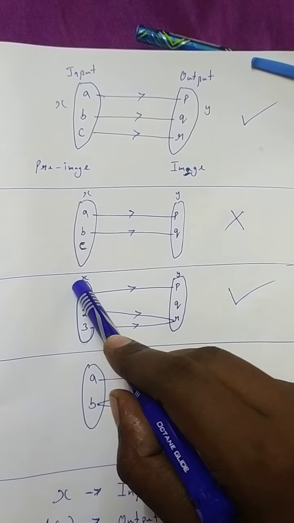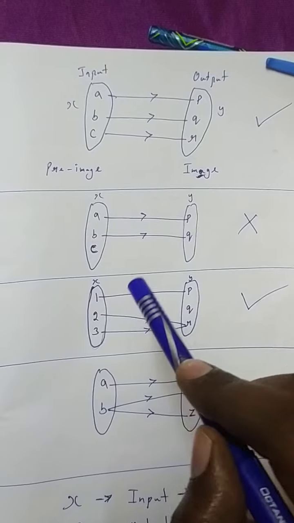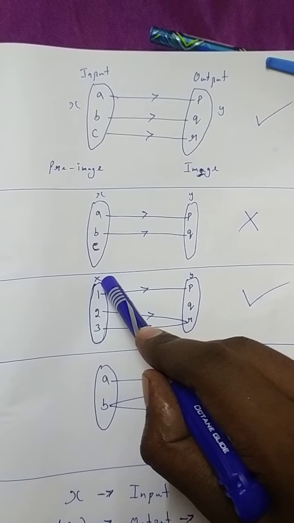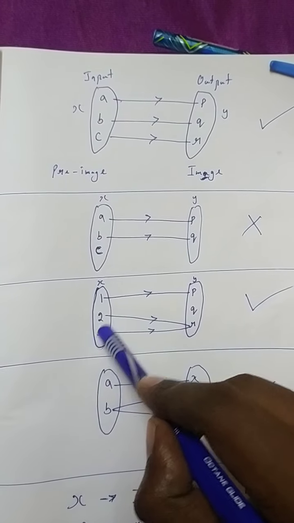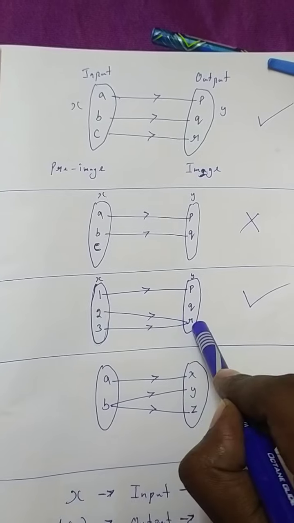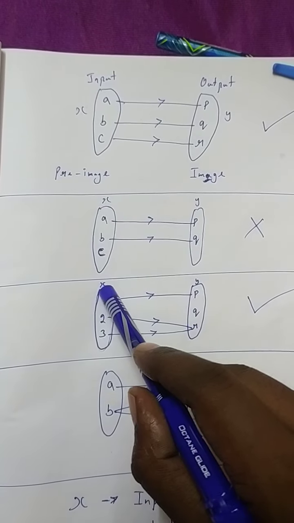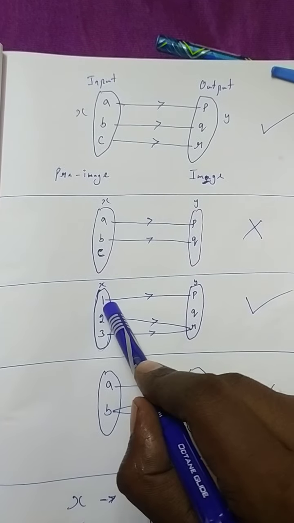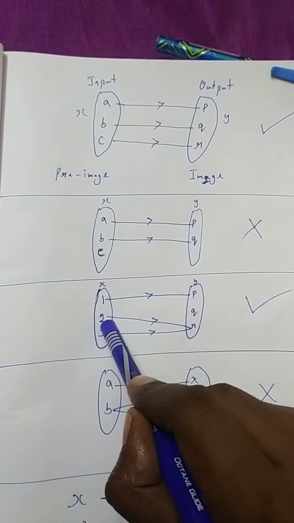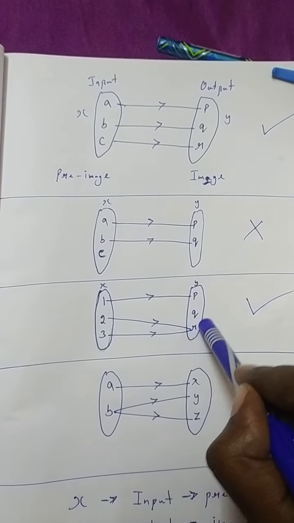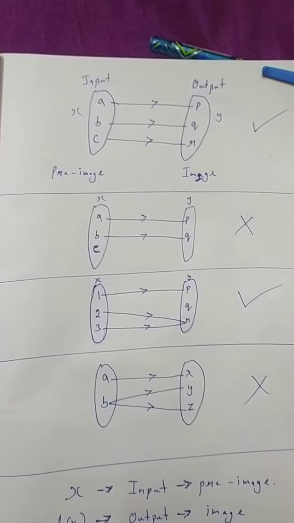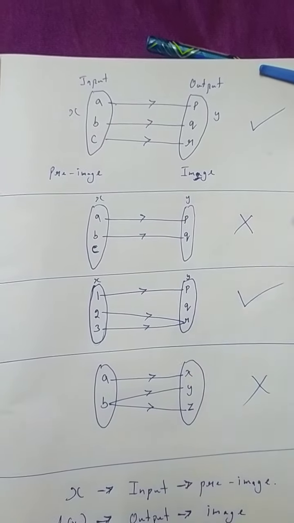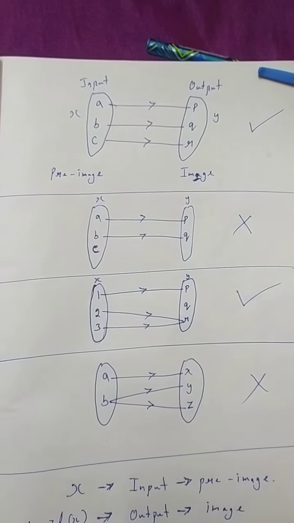In this relation, the conditions are satisfied. What are the conditions? All the elements in the domain must have an image. Yes, 1 has an image, 2 has an image, 3 has an image. And all the elements in the domain must have a single image, only one image. Right? 1 has only one image P, 2 has only one image R, 3 has only one image R. Therefore, it is a function. But this is not at all a problem. Since both 2 and 3 have the same image, it is not at all a problem. Right? So, it is a function.